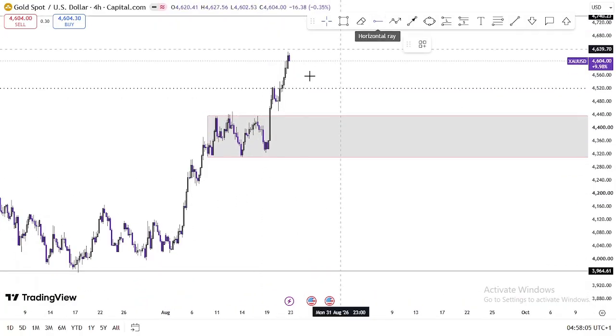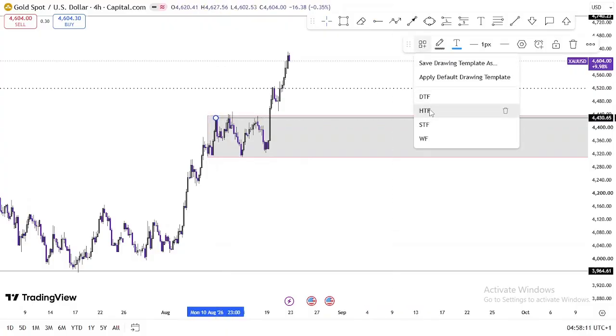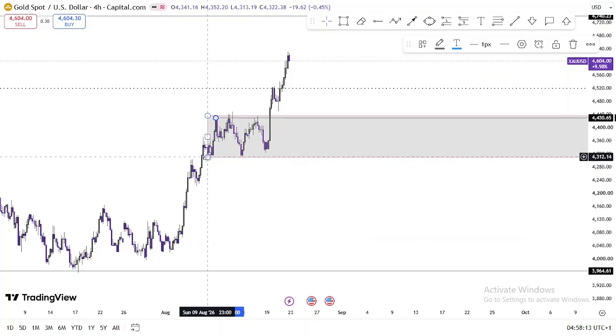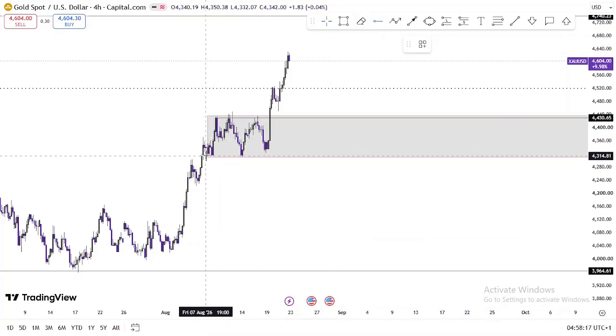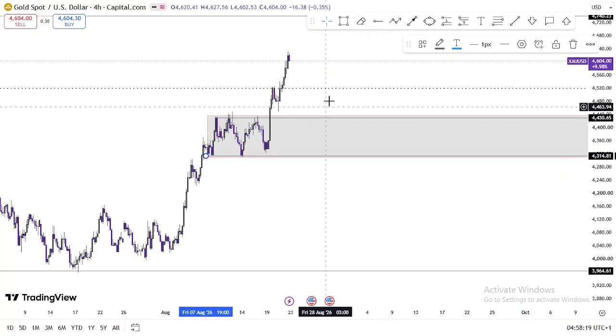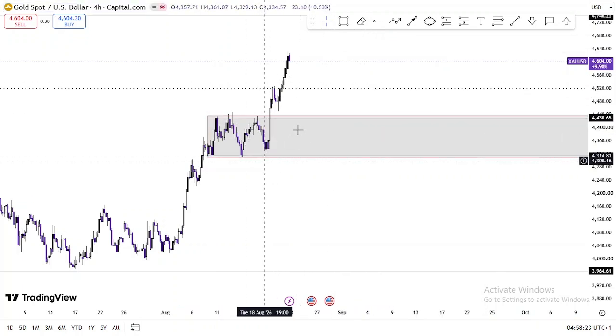So let's mark out this previous high here, and then this low. You can see it's within the daily supply area. So these are also areas of interest.